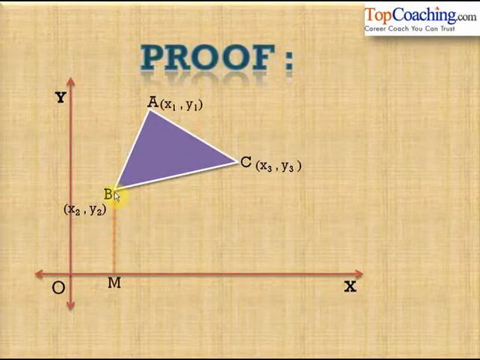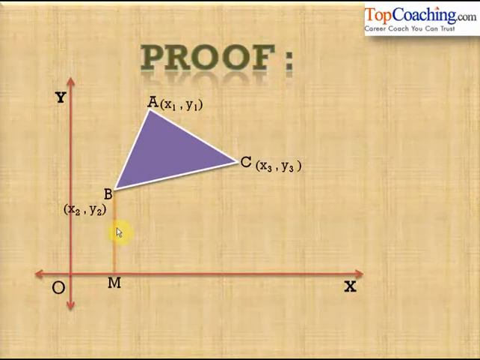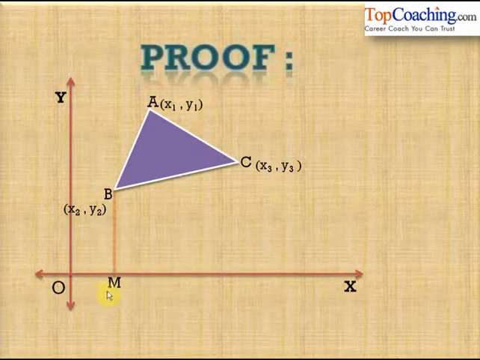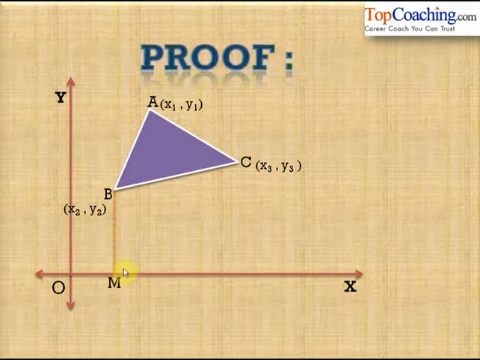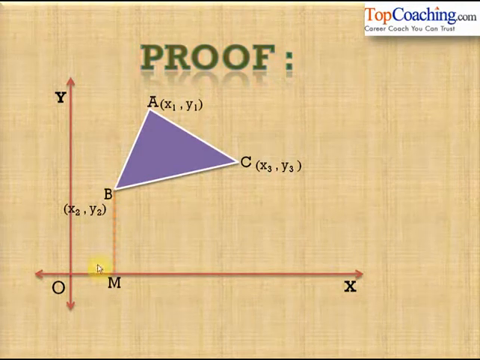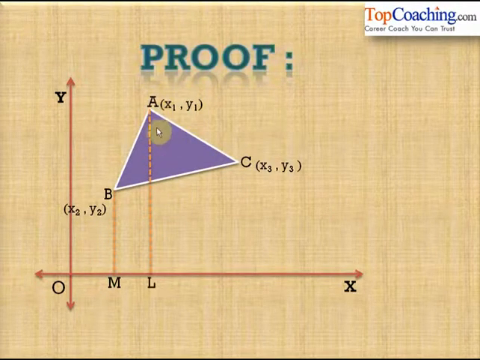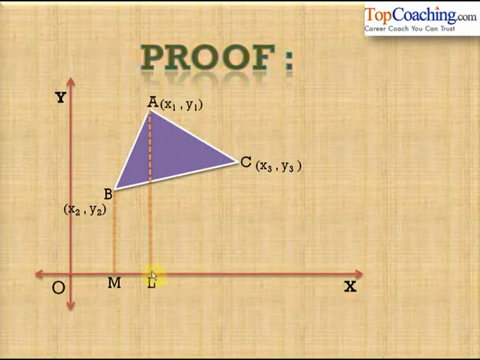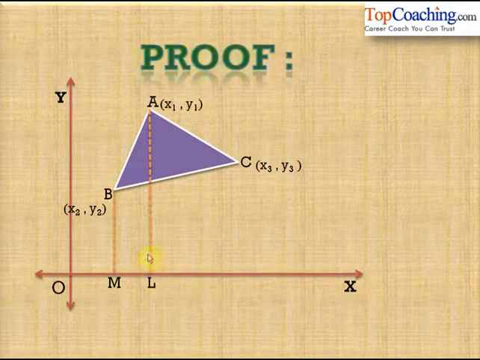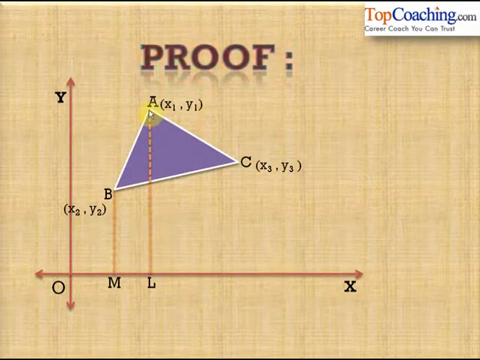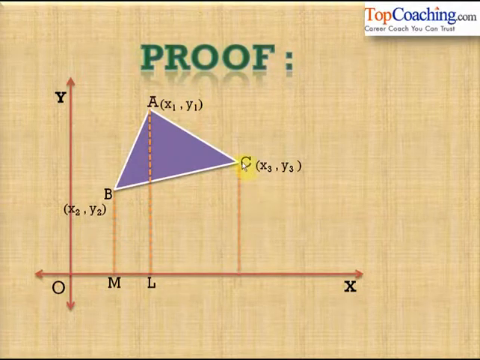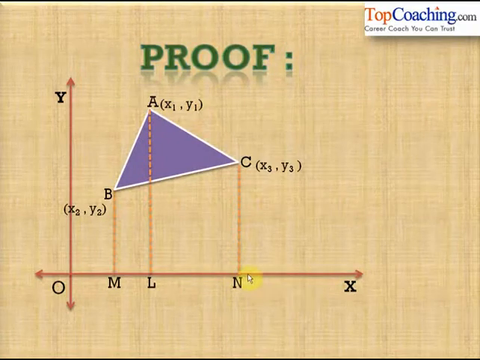Let us draw a perpendicular from the point B on the x-axis and let us say that it intersects the x-axis at the point M. So BM is the perpendicular drawn from the vertex B on the x-axis. Similarly, from the point A, we draw a perpendicular on the x-axis and let us say that it intersects at the point L. So AL becomes the perpendicular drawn from the vertex A on the x-axis. And similarly, from the point C, we draw another perpendicular intersecting the x-axis at the point N.